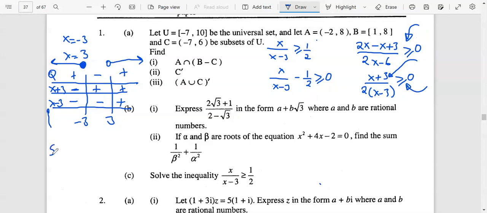Therefore, the solution set, SS, is going to be from negative infinity to negative 3. Negative 3 is being included, infinity is never included, and then union from positive 3 to positive infinity. So this is going to be the solution set for this problem.